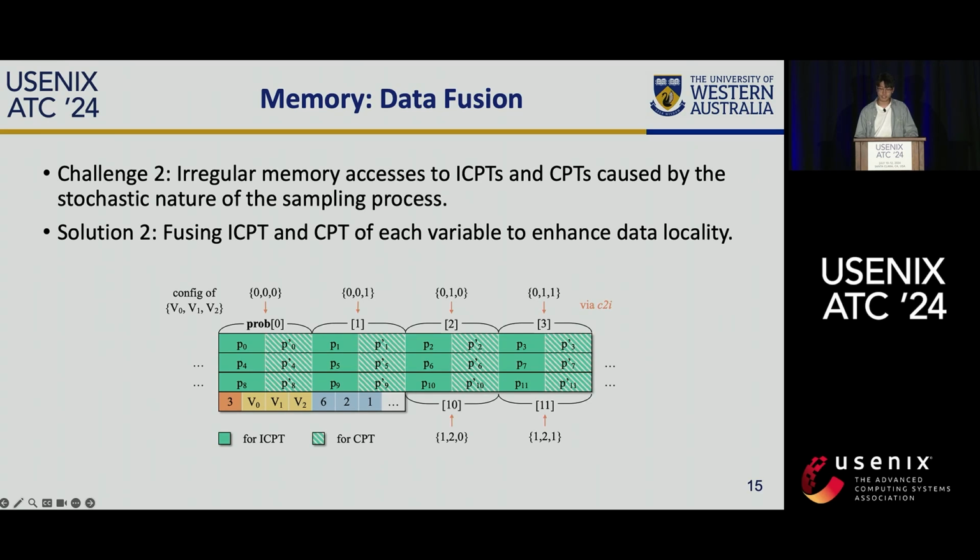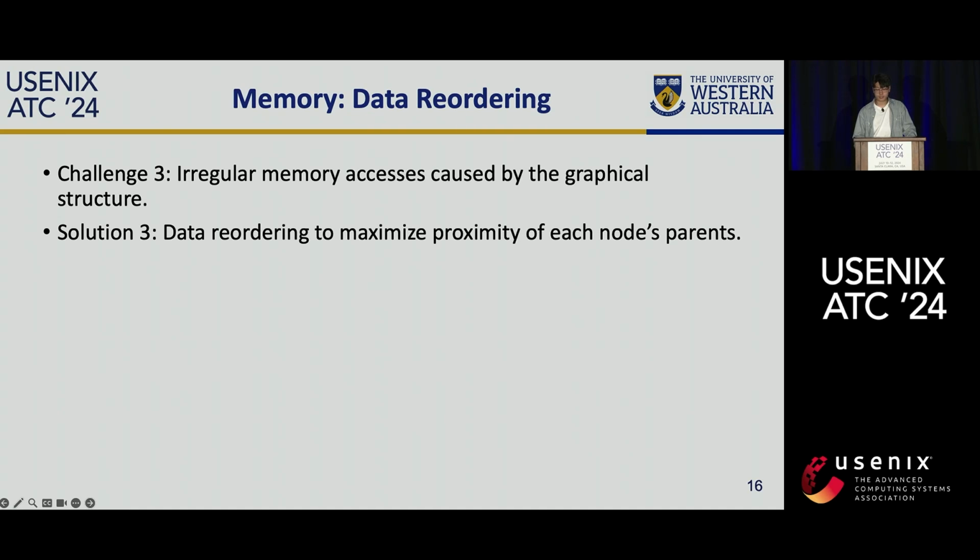So we improve the basic data structure by fusing the ICPT and CPT of each variable. In this way, if we access a certain probability in the ICPT, the related probability in the CPT is readily available in a contiguous memory location, which enhances data locality. It is known that the graphical structure can also cause irregular accesses to the nodes in the graph. Recall that we need to access the parents when handling one variable, so our goal is to maximize the proximity of each variable's parents.